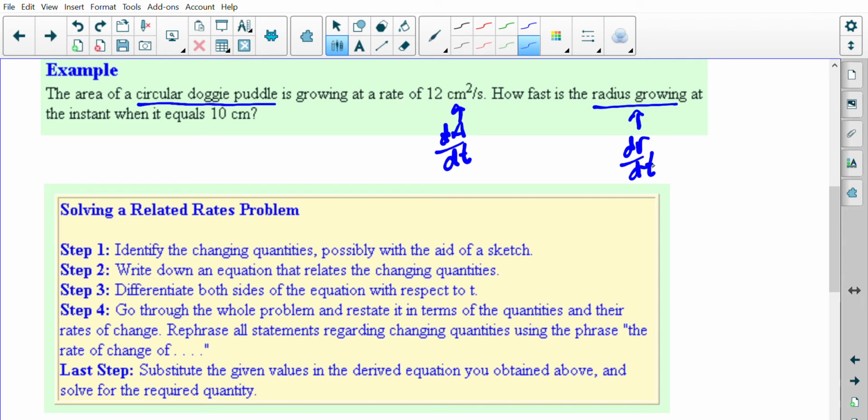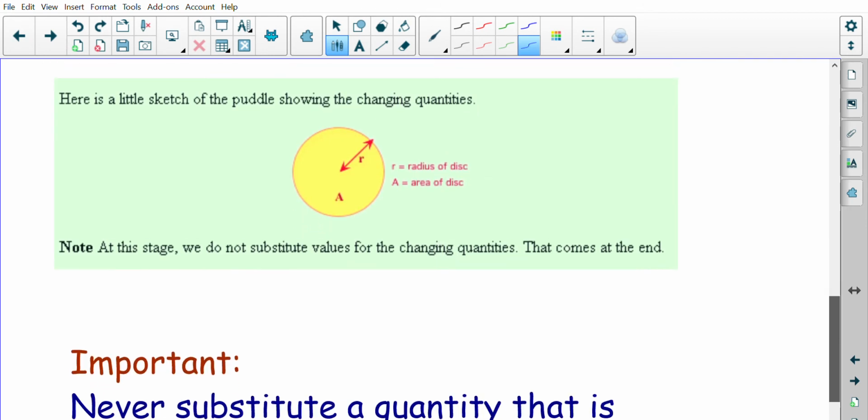So in this one, I'm looking for an equation that equates area and radius. We'll get to that in a minute. You're going to take the derivative of both sides with respect to t, time, and then you're going to go through the whole problem, and that's more of a rearranging thing. You can usually jump right to this last one. Start filling in the given values, and you should have all the information except for one piece of data in the problem.